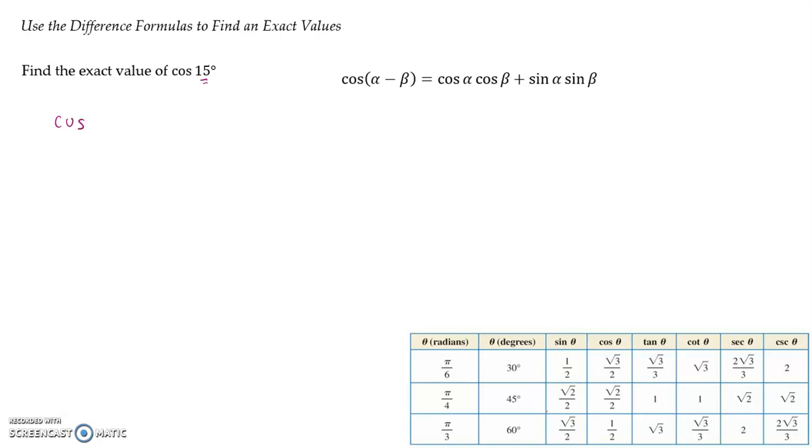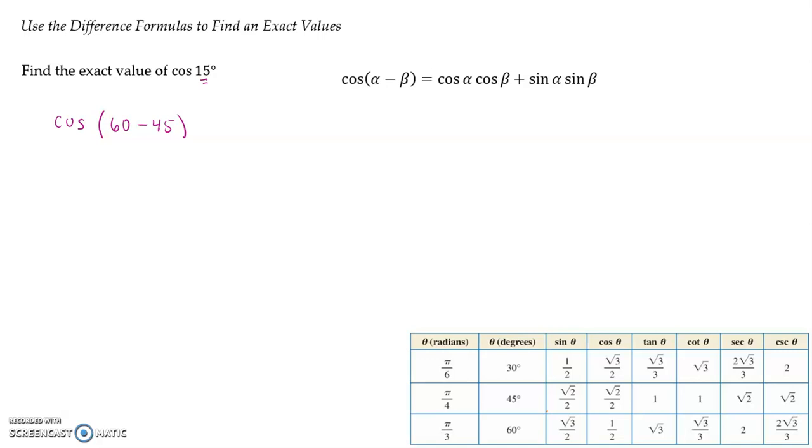We can rewrite this as cosine of 60 degrees minus 45 degrees. That's one way we could rewrite it. You could also choose to do cosine of 45 degrees minus 30 degrees. That would be okay as well. Whatever you kind of see first and whatever is going to work best for you, go ahead and select that.